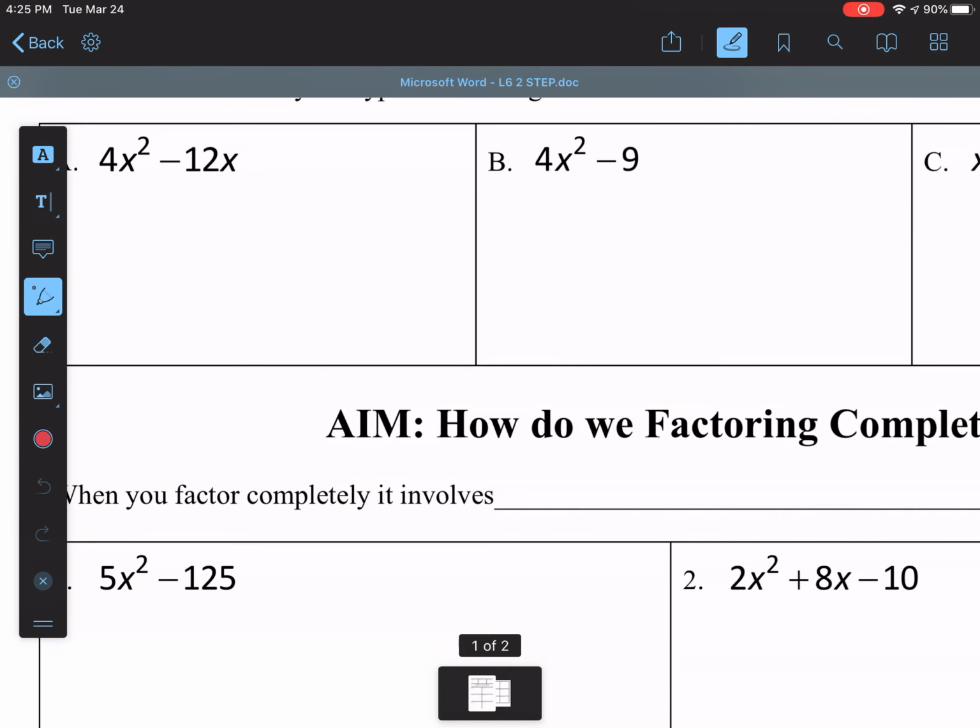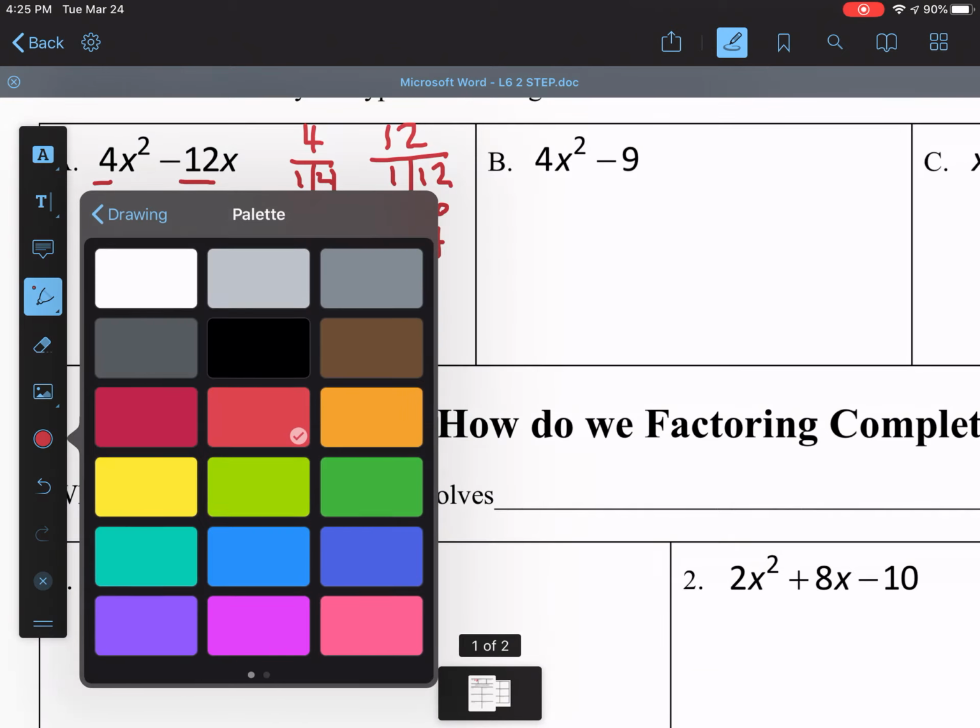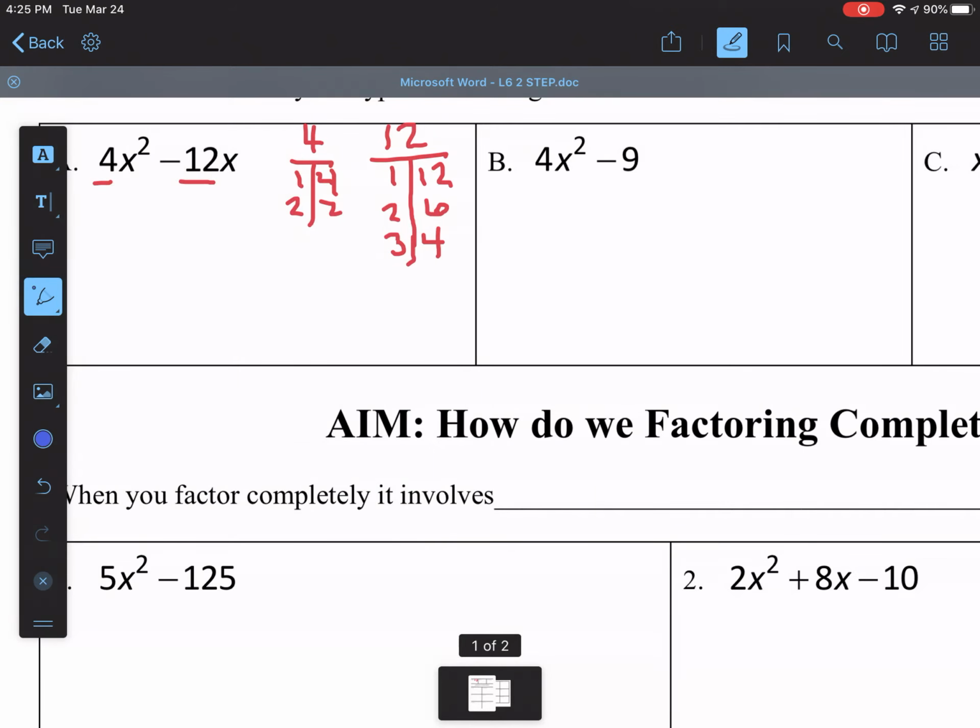Okay, so if we look at the first one, 4x squared minus 12. So let's first just think about the 4 and the 12. So our factors of 4 are 1 and 4 and 2 and 2. And our factors of 12 are 1 and 12, 2 and 6, 3 and 4. Okay, so by looking at our two tables here, we can see that the greatest common factor is going to be 4. Okay, so that is the greatest common factor of the numbers.